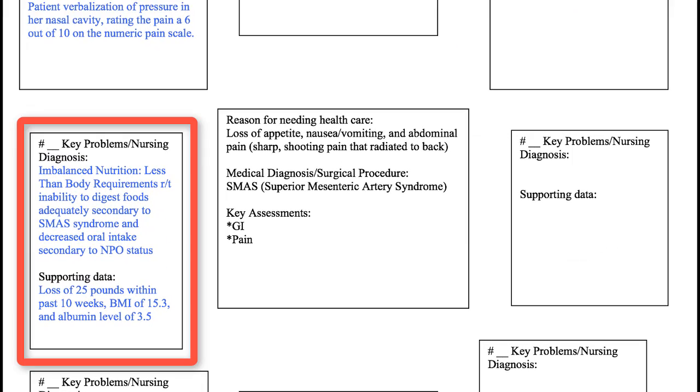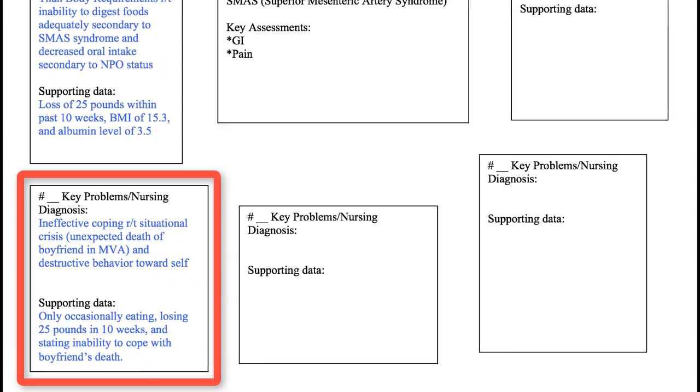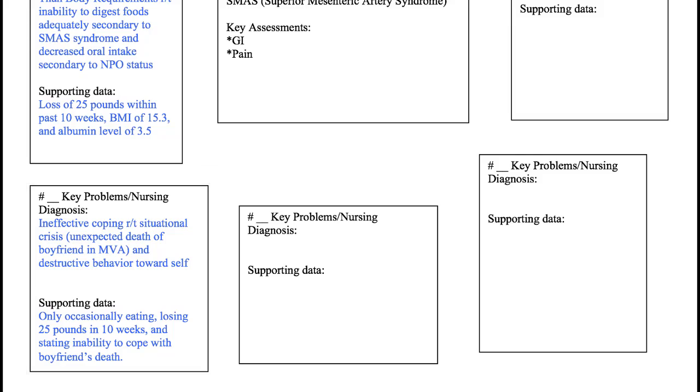For instance, a loss of 25 pounds within the past 10 weeks, that correlates with the BMI of 15.3, which correlates with an albumin level of 3.5. These are all related to nutrition. Alternatively, admitting to only eating occasionally, losing 25 pounds in 10 weeks, and stating an inability to cope with her boyfriend's death. These are all related to a psychosocial nursing diagnosis. Notice that you can have overlapping data that corresponds with different nursing diagnoses.